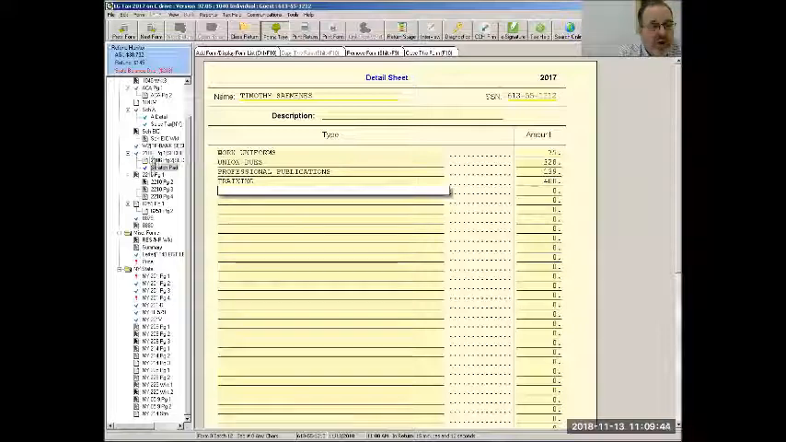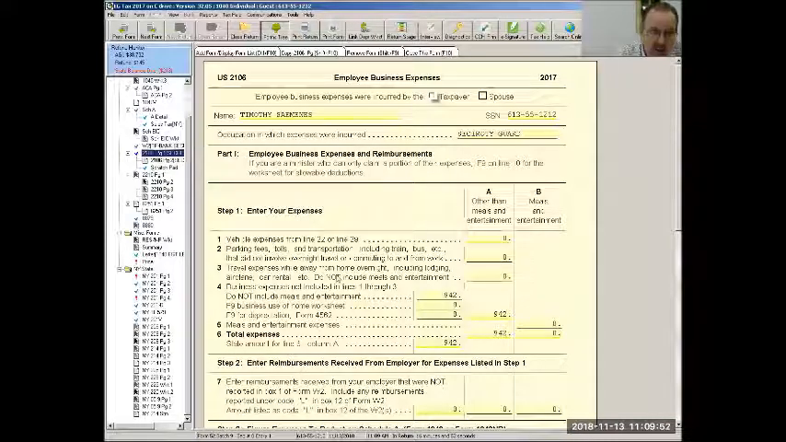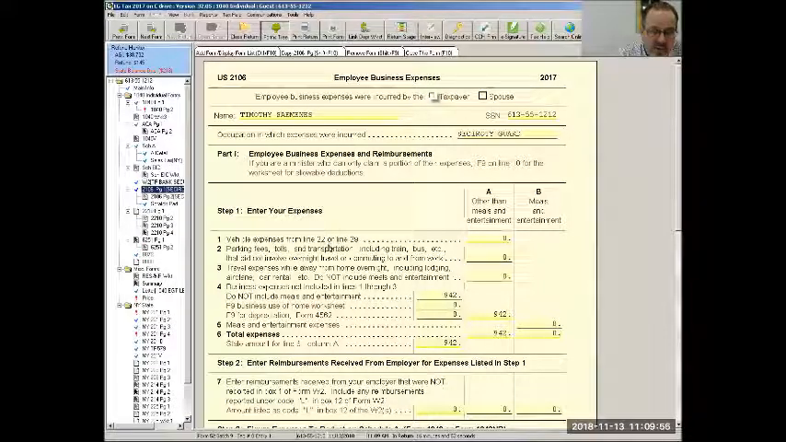So let's go back to our 2106, page 1, okay? And enter your expenses. Remember it said the steps or whatever, okay? First thing we had there was miles for training. All right, yes or no? Yeah, it's in the thing. So where are we gonna put that?